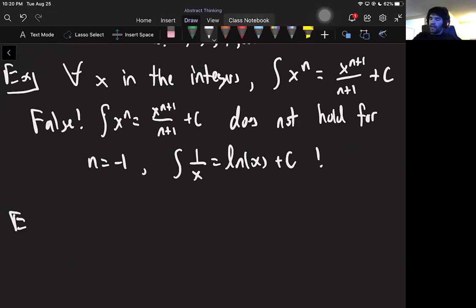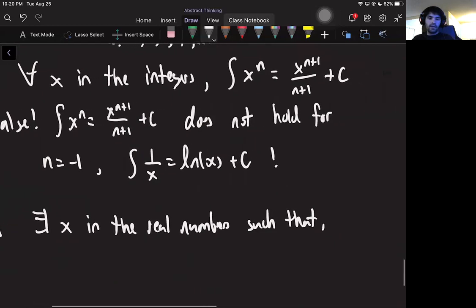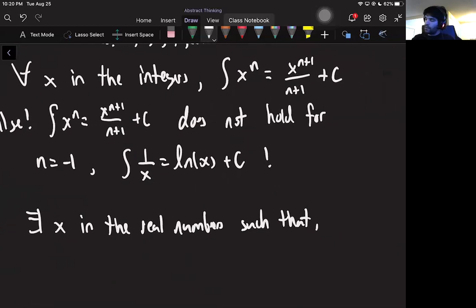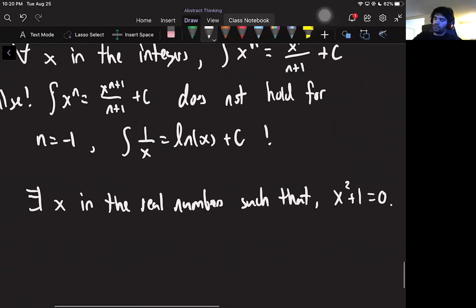Okay, so yeah, I am just going to give you a bunch of false statements to help you think. Okay, let's switch over to there exists. So there exists an x in the real numbers such that, and then I'll say my predicate, x squared plus 1 equals 0. So now all I'm looking for is one real number that solves this equation. Well, too bad, it's false.